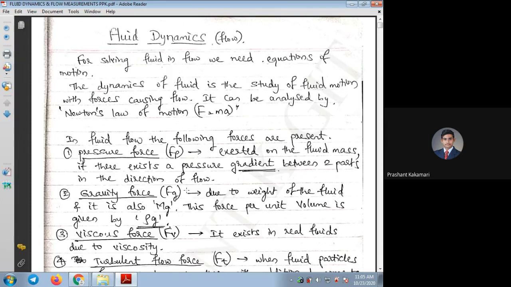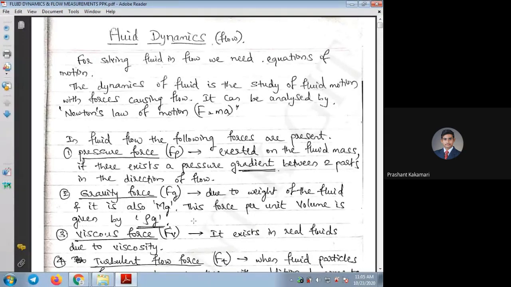Gravitational force acts on all the bodies on the earth. The earth has its own gravitational force constant, and according to that, all the bodies move in different directions, from top to bottom or from high head to low head. Likewise, due to the weight of the fluid itself, it also has some gravitational force, and by this the movement of the fluid is going to take place from high head to low head.